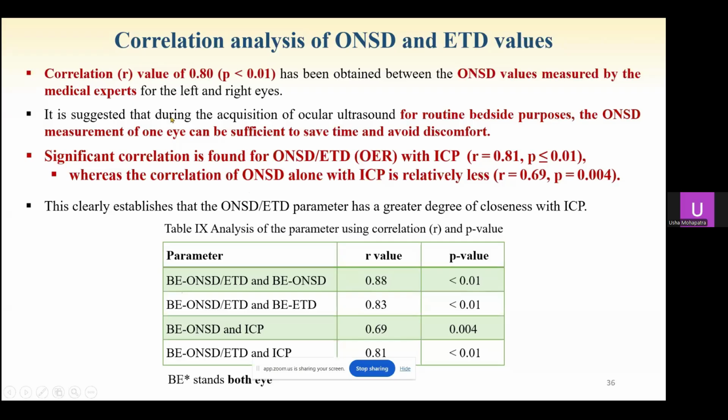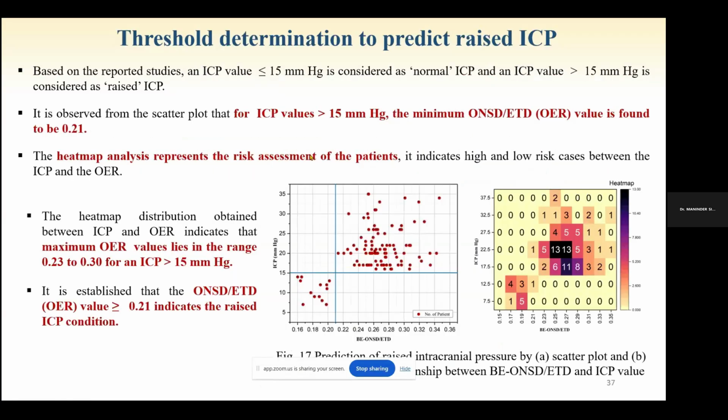We are listening. Okay, so we obtained a correlation value of 0.8 and some for this relation. With ONSD alone and ICP, we obtained a value of 6.9, and we also considered the ratio of ONSD and eyeball transmitter. We got a correlation value of 0.81. We found this parameter much better for predicting raised intracranial pressure. These are all the statistical results we obtained with the data from the AIIMS department. The threshold was defined as 0.21.